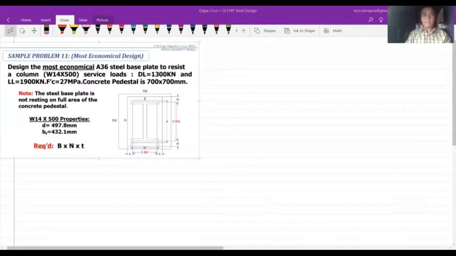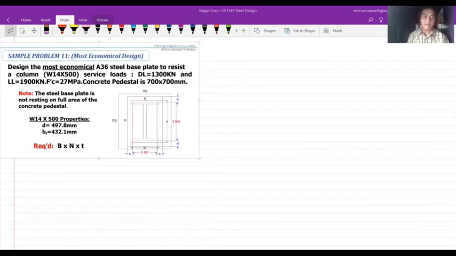For this problem, sample problem number 11: design the most economical A36 steel base plate to resist a column of W14 by 500, given its properties below, the D and the BF, based on the given service dead load and live load. The f'c is 27 megapascals, and the pedestal is 700 by 700 square. There is a note in the problem that the steel base plate is not resting on the full area of the concrete pedestal.